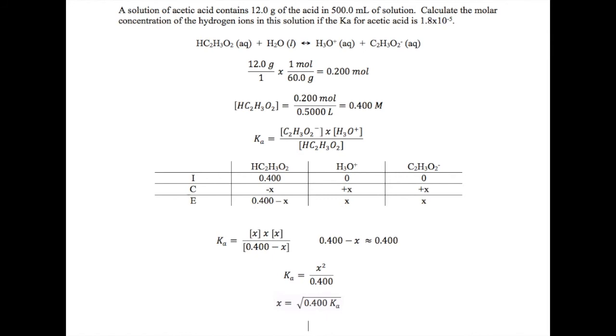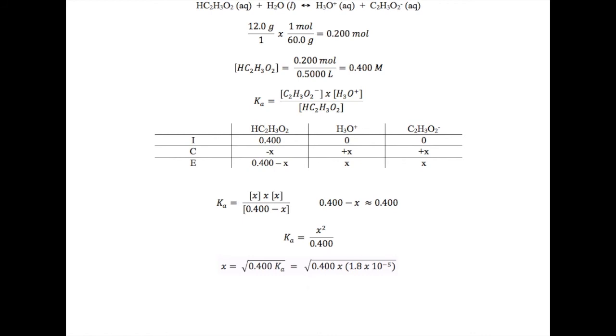Now we'll substitute the value for the Ka into the equation. The Ka value was given to us in the problem. Ka equals 1.8 times 10 to the negative fifth. And there it is. x equals the square root of 0.400 times 1.8 times 10 to the negative fifth. And now we solve for x, which is also the hydronium ion concentration. x equals 0.0027 molar.